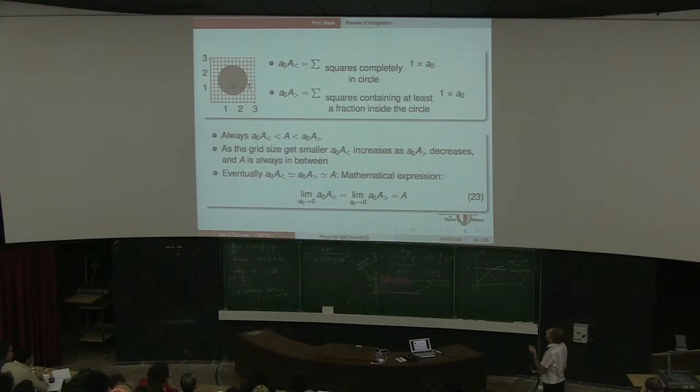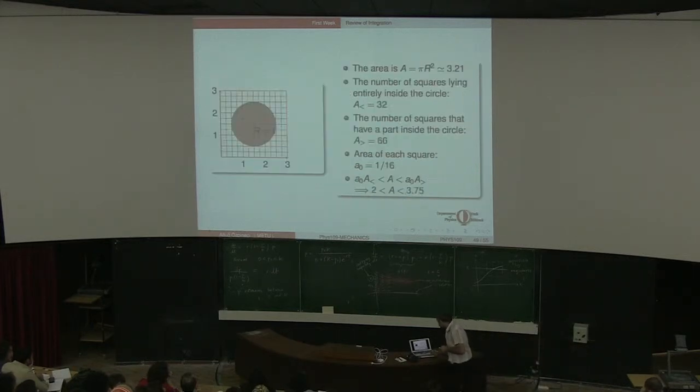We had seen that as I take this A0 smaller and smaller, remember, I'm just taking a finer and finer grid, so each square has a smaller and smaller area. If I could continue this indefinitely, eventually these two numbers would coincide and my area would also coincide with them. Eventually, if I could repeat this procedure infinitely.